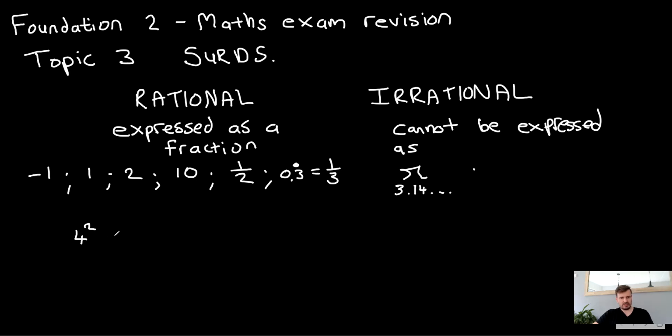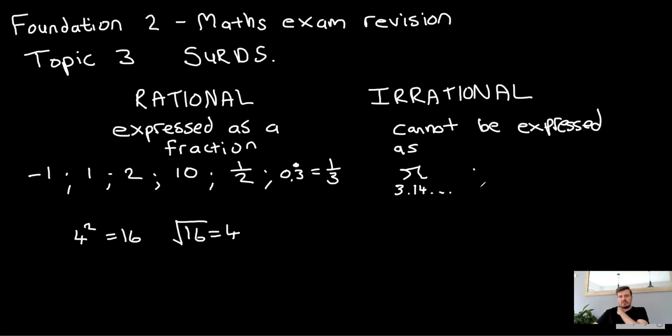So 4 squared is 4 times 4, which is 16. But 4 square rooted is equal to 2. So I get different answers. But I also know that if I was to square root 16, I would get 4. Do you see that 4 squared is 16, whereas the square root of 16 is 4? So they are the opposite of each other. These are rational. The root of 16 is a rational number because it comes out to 4.